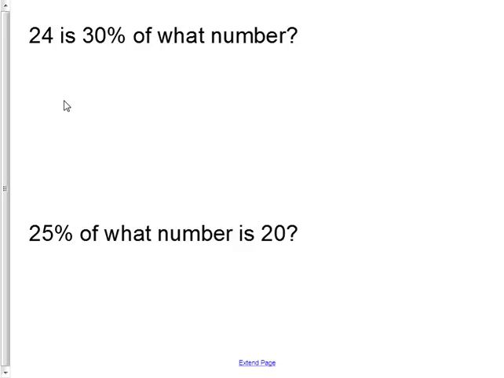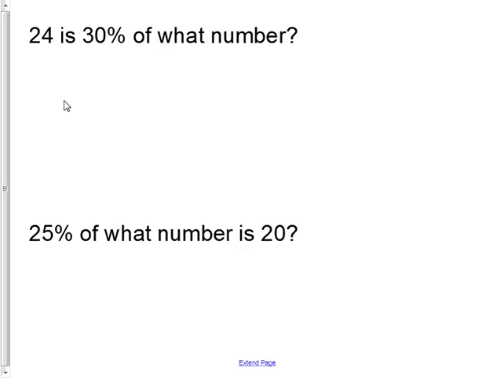Now that we know how to find a percent of a number, let's talk more about the relationship between the percents and the parts and the wholes and that sort of thing. Remember, a percent is a part to whole ratio, so you can always take a percent and set it up as a part to whole where the percent is the part and 100 is the whole.